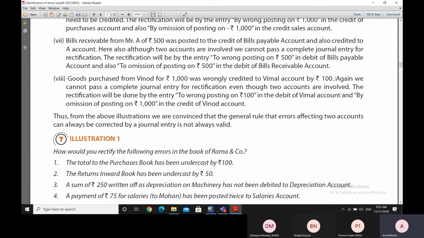So there are two mistakes being made here, because goods were purchased from Vinod, so we should have credited Vinod with it, but we have credited Vimal. So to make a rectification, here again two accounts are involved, Vinod's account and Vimal's account.